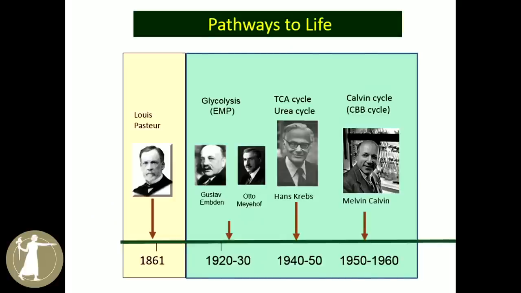So all this was made possible by Louis Pasteur, who first discovered that microorganisms could conduct chemical reactions. After the next few decades, the pathways, the chemical reactions for all the fundamental reactions happening in cells were discovered by many, many people, including what I've shown here, Embden-Meyerhof, who discovered glycolysis, and the TCA cycle and urea cycle, discovered by Hans Krebs. And then Calvin discovered the carbon dioxide fixation pathway. So at that time, most scientists thought that the secret of life was solved, at least the chemical secret of life was solved. The rest are just details.